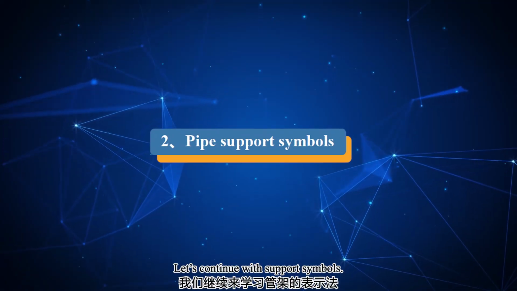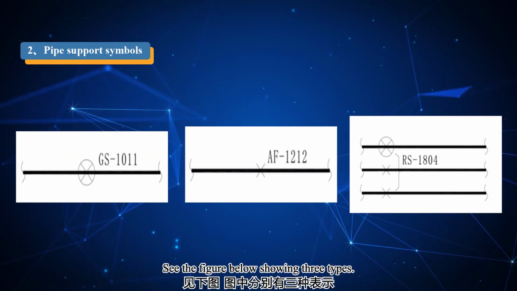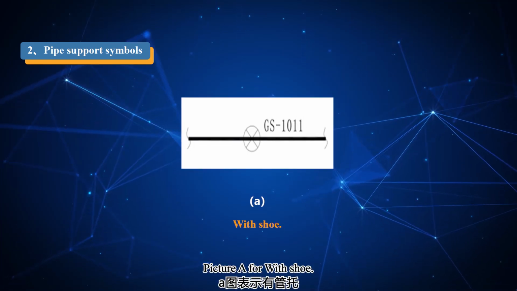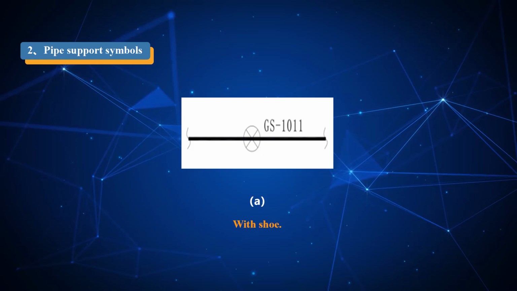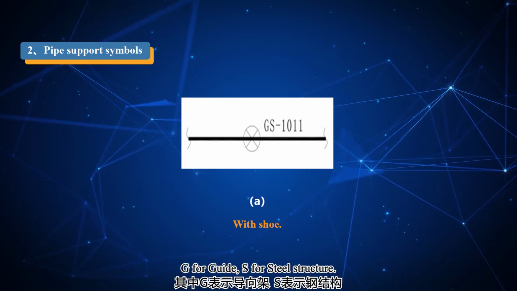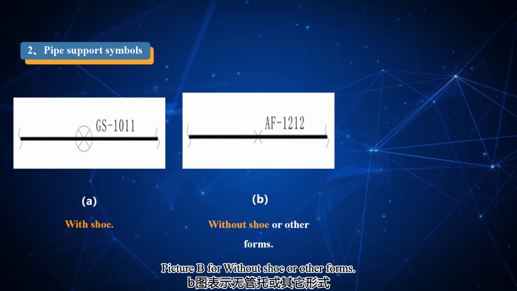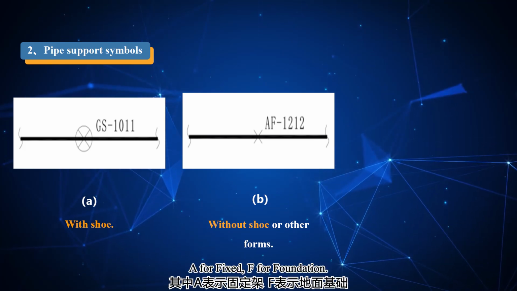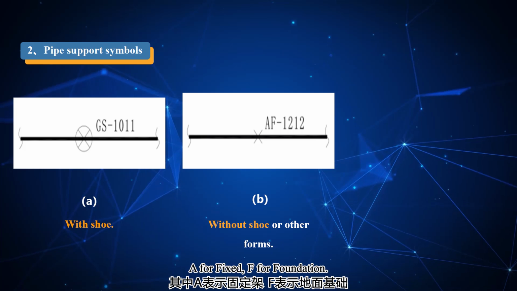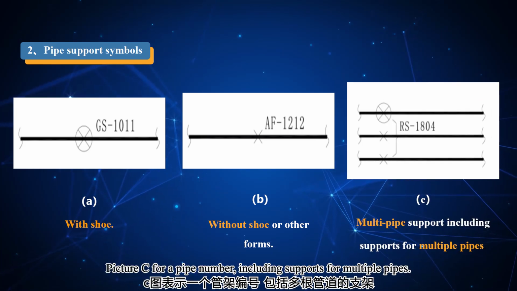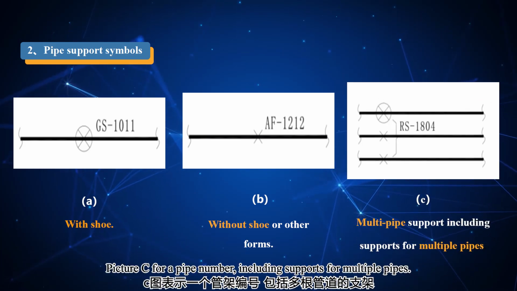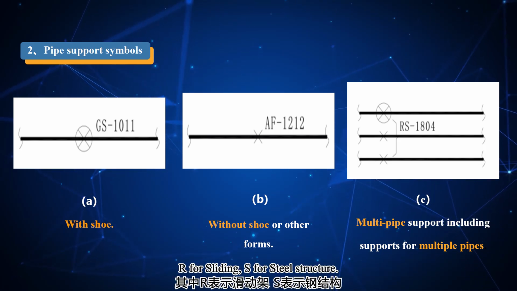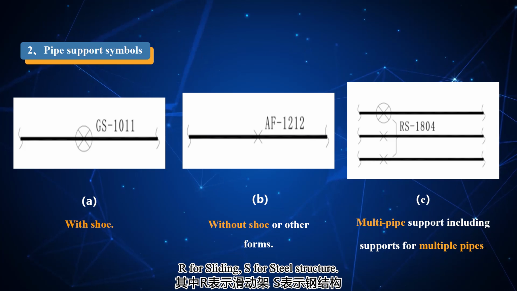Let's continue with support symbols. See the figure below showing 3 types. Picture A for with shoe, G for guide, S for steel structure. Picture B for without shoe or other forms, A for fixed, F for foundation. Picture C for pipe number, including supports for multiple pipes, R for sliding, S for steel structure.